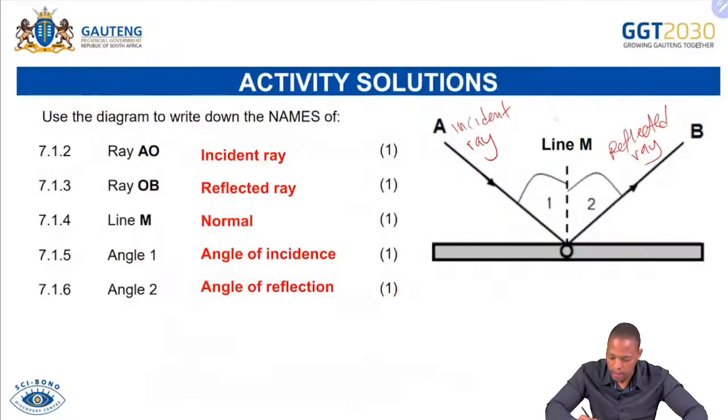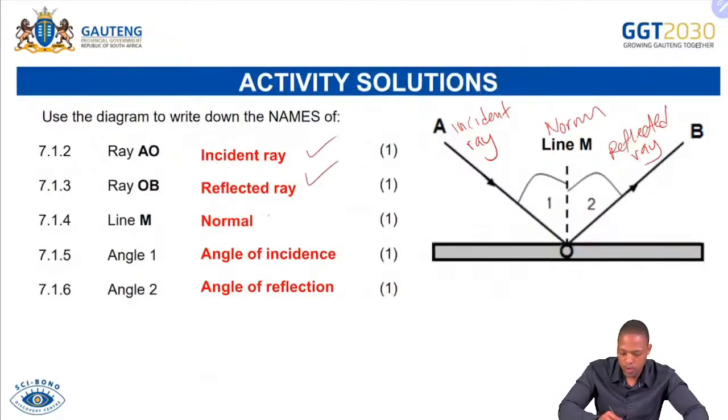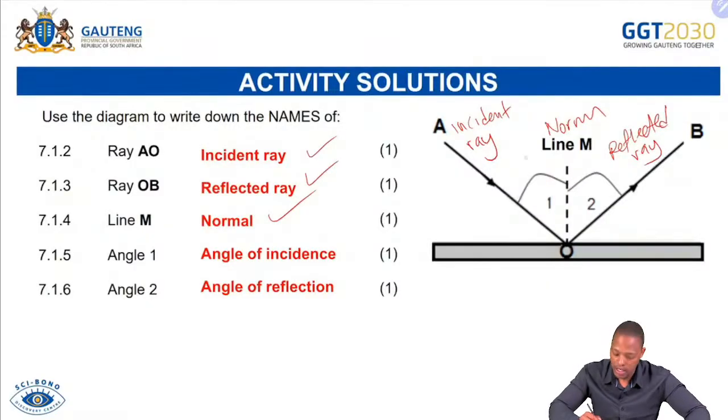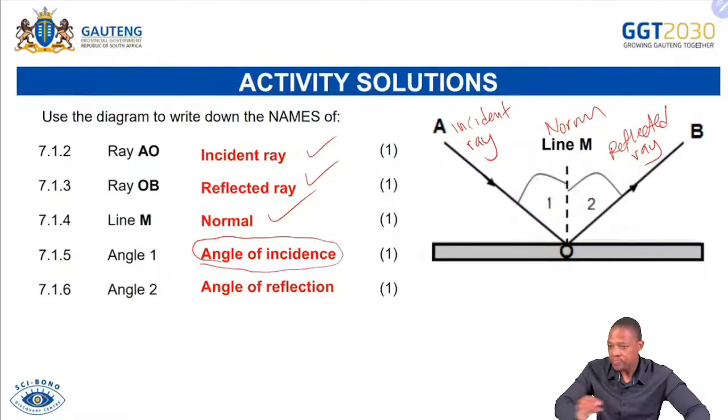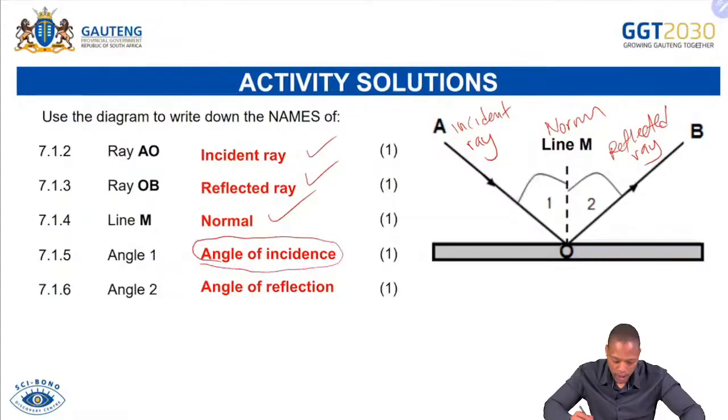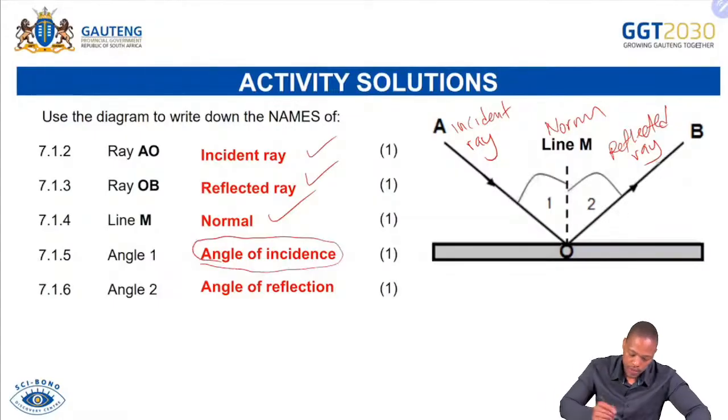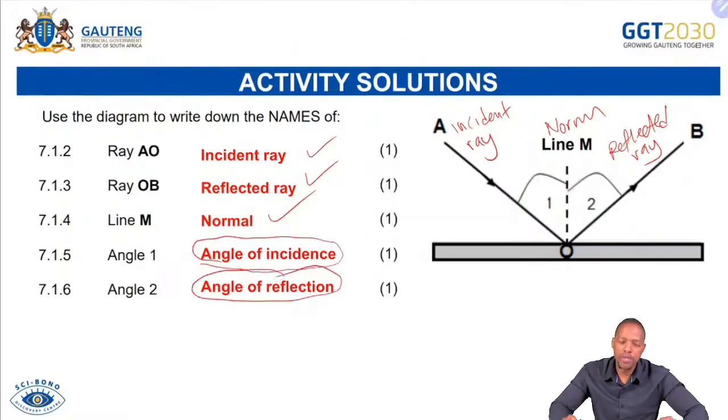What is line M? We call line M normal. As you can see, this is normal. And this angle that is measured from the normal to the incident ray is called the angle of incidence. And this one that is measured from the normal to the reflected ray is called the angle of reflection. So that was just a simple activity that I was giving you to check if we are moving together so far.